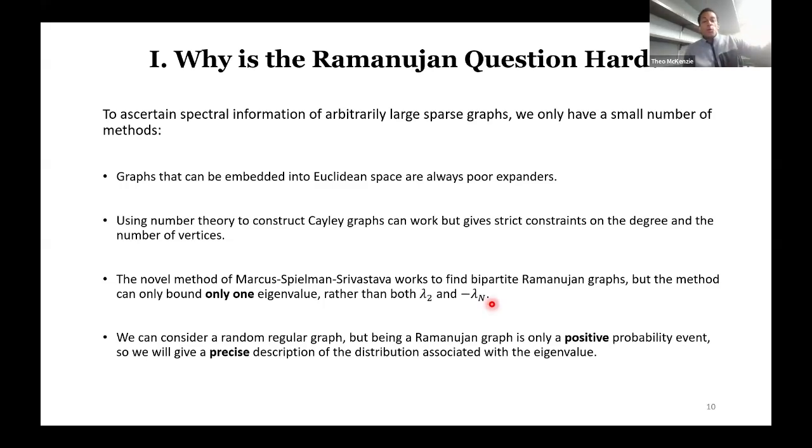And if we want to reason about a random graph, where I just select something at random, the problem is that often we try to prove things with high probability. But this is just a positive probability event. We're just saying that something happens with probability 69%. So in order to do this, we really need a very precise description of the distribution associated with these eigenvalues. So this is just my opinion of why this problem is hard.